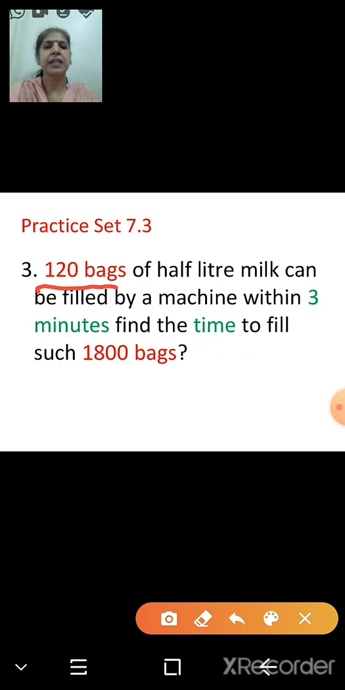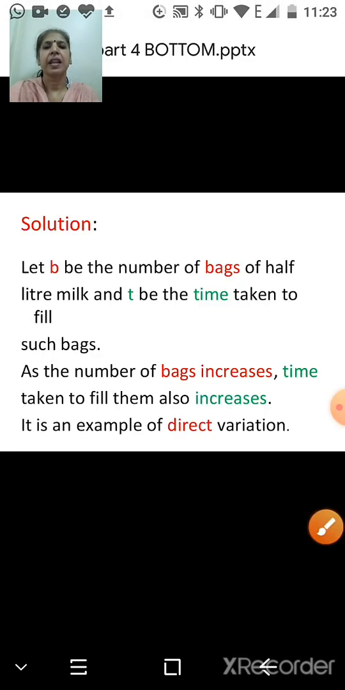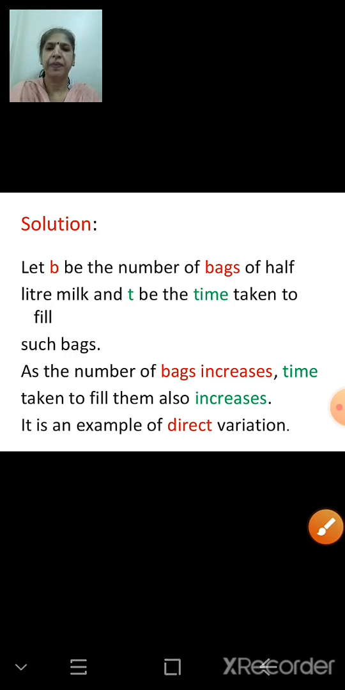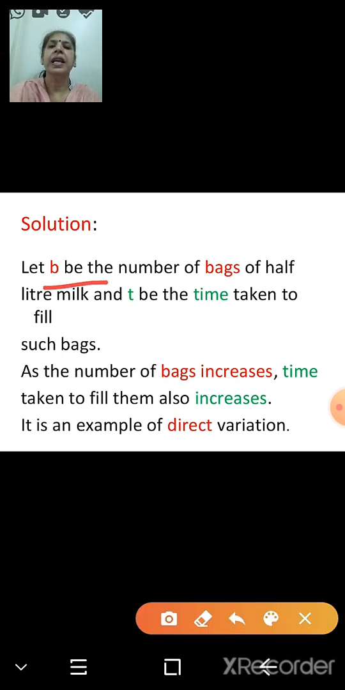Now again it is a word problem. So we have to write the variables for that. Let B be the number of bags of half-liter milk and T be the time taken to fill such bags. So which letter have we taken for bags? B, and time T. Now we know as the number of bags increases, time taken to fill them also increases, because if you take more bags to fill, you require more time.